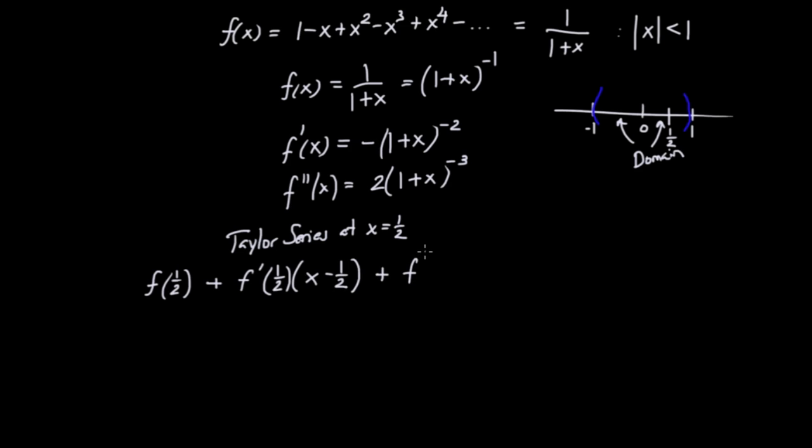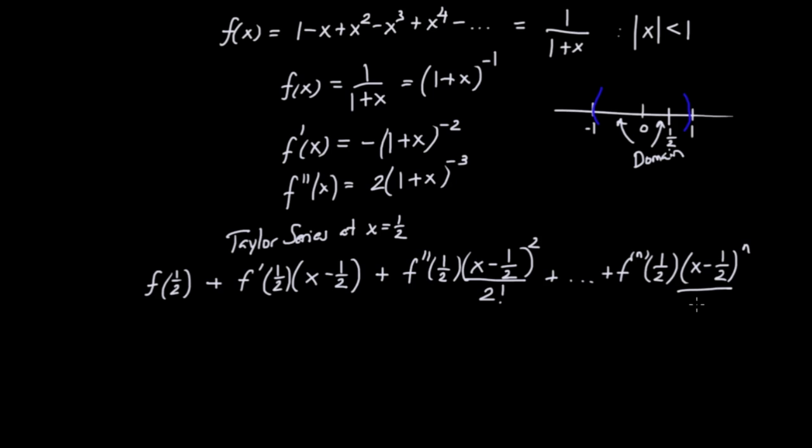Plus the second derivative at 1/2 times x minus a half squared over 2 factorial, and so on. Each term is going to be the nth derivative at 1/2 times x minus a half to the nth power over n factorial. And just to give this whole thing a name, it's a function of x. Let me just call it g of x.